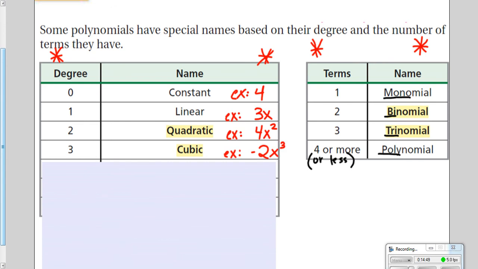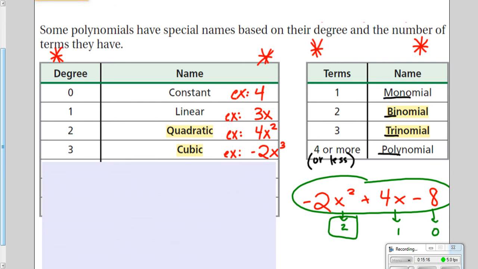Now, I do want to point out that just because I've only written monomials here doesn't mean that you can't have a polynomial that is quadratic, right? For example, if I gave you negative 2x squared plus 4x minus 8, we've already learned today that to find the degree of a polynomial, the degree is just the greatest one you could find, right? So the degree here is 2, degree here is 1, degree here is 0. Since 2 is the greatest, the degree of this whole thing is 2, which makes this a quadratic. Okay? So even when you have a polynomial, you still are going to look for the greatest degree you can find and name it based off of that.